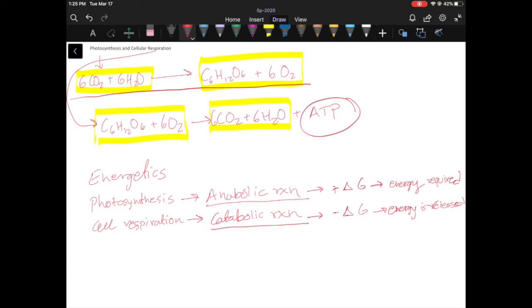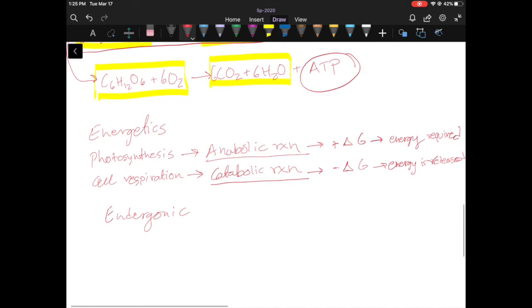And also we can describe these two in terms of endergonic and exergonic. So an endergonic overall reaction will require energy. An exergonic overall reaction will release energy. So in the case of photosynthesis, by looking at the delta G, we can tell that this reaction requires energy, or we can call it endergonic.